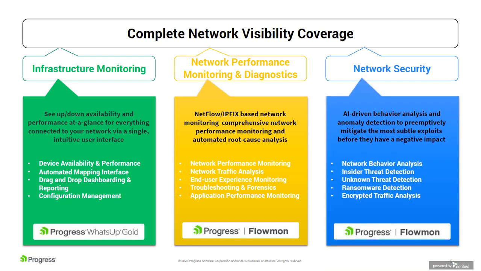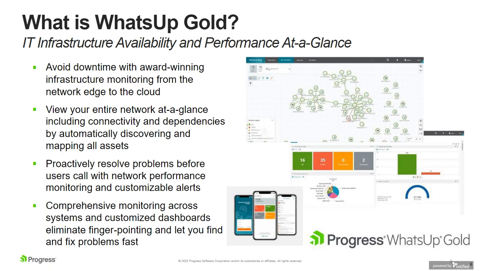And then another piece of Flowmon is its network security capabilities. It's got an AI-driven behavior analysis engine, which makes it really easy for it to find insider threats, outsider threats, unknown threats, ransomware, just unusual behavior that it can alert you of to prevent and to detect network breaches and to respond to them. It can also do encrypted traffic analysis. So by putting them all together in one solution, we're able to get you that complete network visibility coverage. Now, I want to make it clear, at the moment, these are two separate solutions, but we are displaying them together and we have put them together.